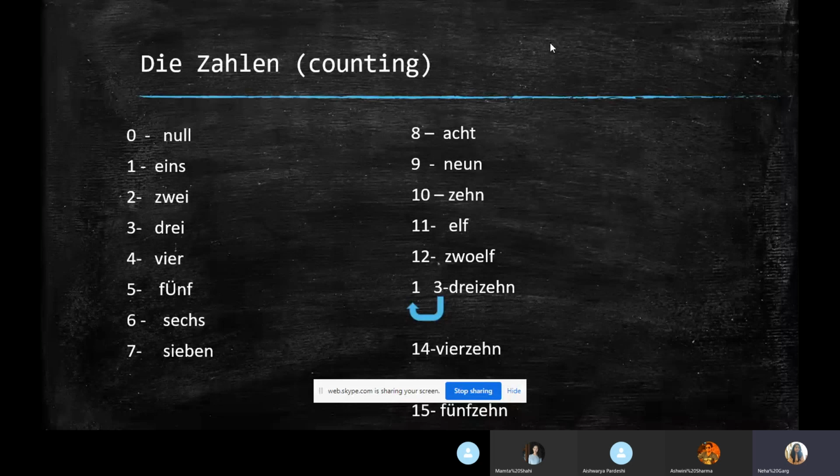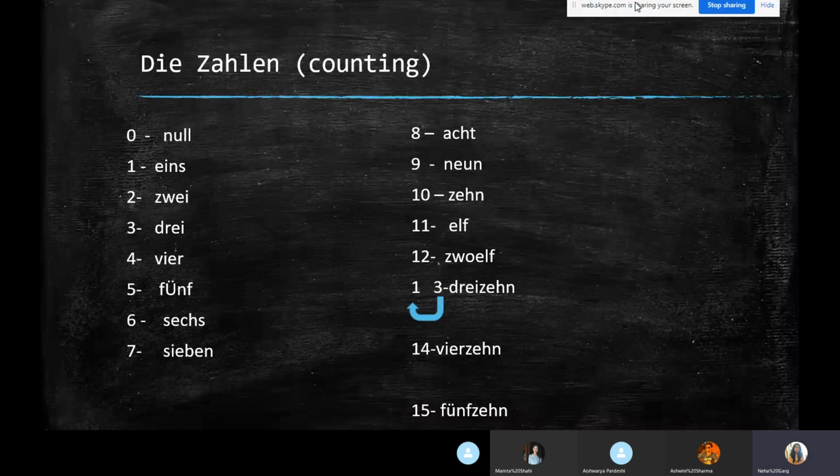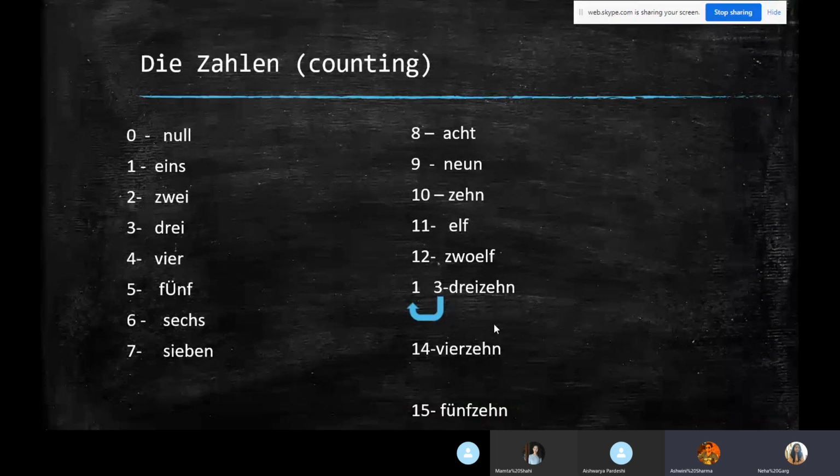Then we have 14. 14 is vierzehn. Then we have 15: 5 and then 10. Not 10 plus 5, but 5 plus 10. So fünf and zehn. Fünfzehn.